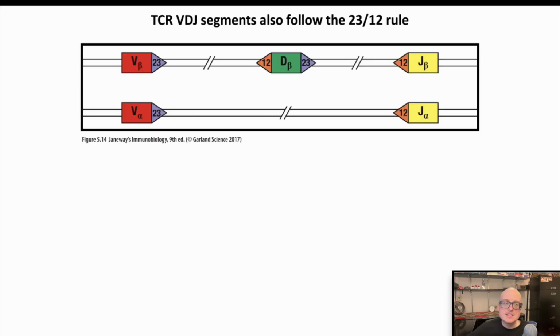Another similarity is that the TCR VDJ segments also have to follow the 23-12 rule in order to recombine. So we still use RAG to recombine them, and RAG still needs to bind to one segment with a 23 base pair spacer and another segment with a 12 base pair spacer. A key difference here is that compared to the heavy chain, the D segments in the TCR beta chain have one of each spacer. That is just a little bit of a trivia fact, but it is the case here.